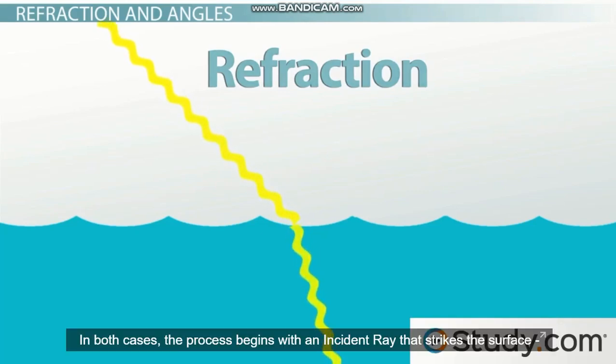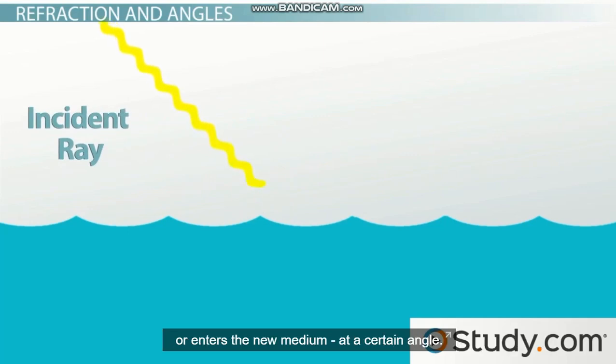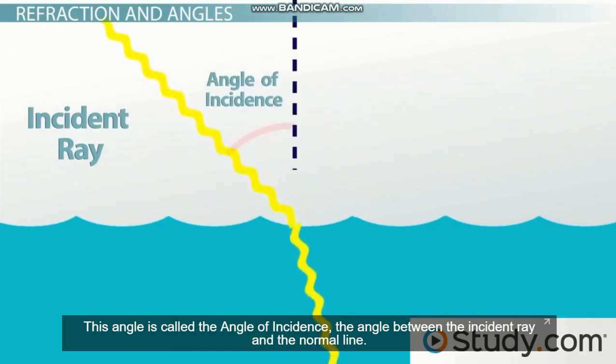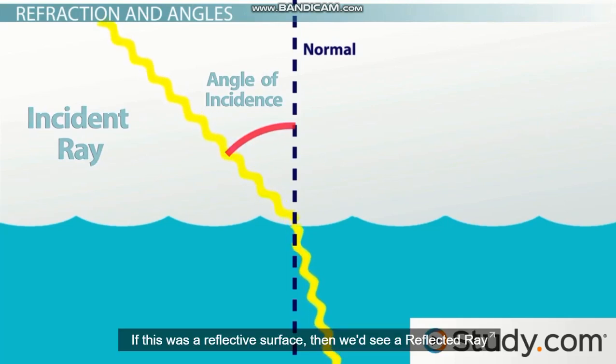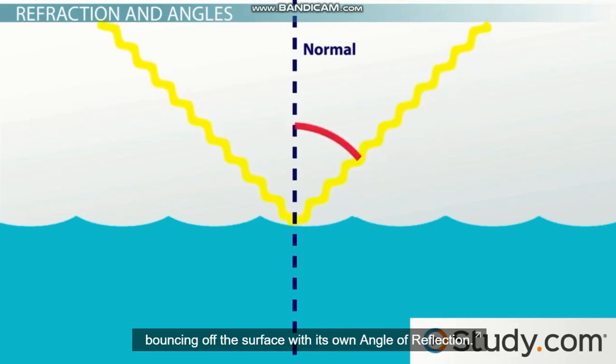In both cases, the process begins with an incident ray that strikes the surface or enters the new medium at a certain angle. This angle is called the angle of incidence, the angle between the incident ray and the normal line. The normal is just an imaginary line that's perpendicular to the surface. If this was a reflective surface, then we'd see a reflective ray bouncing off the surface with its own angle of reflection.